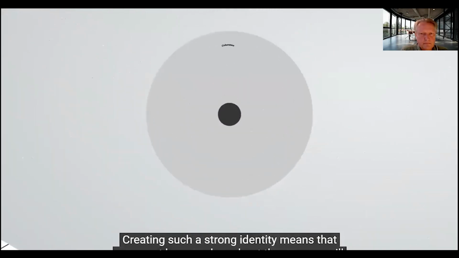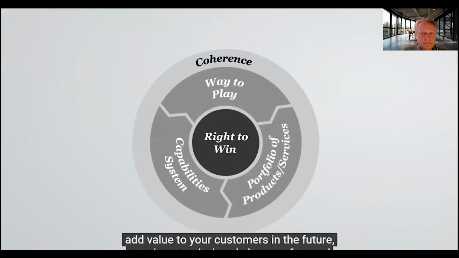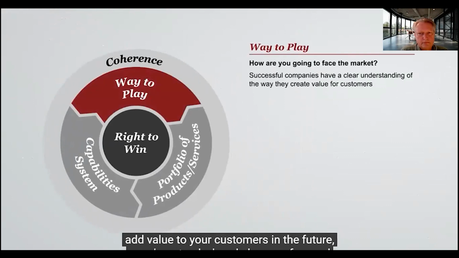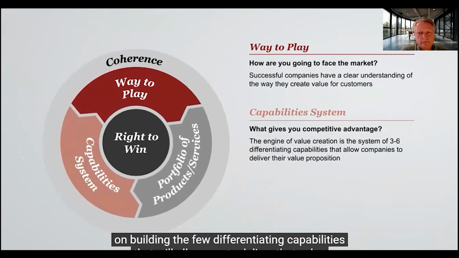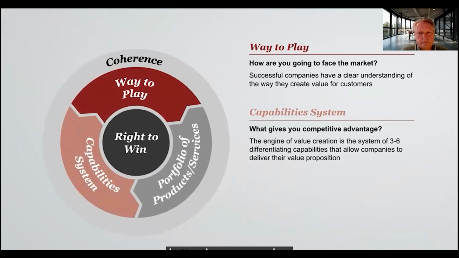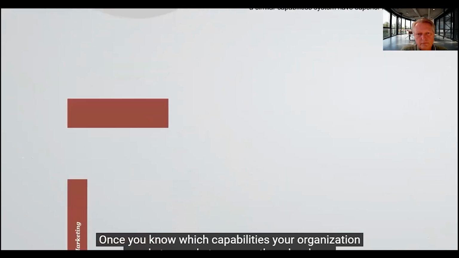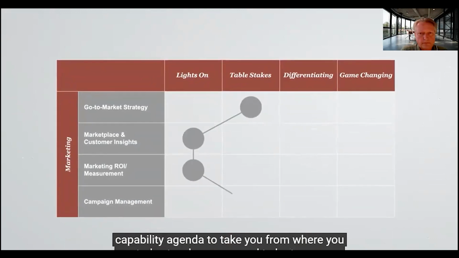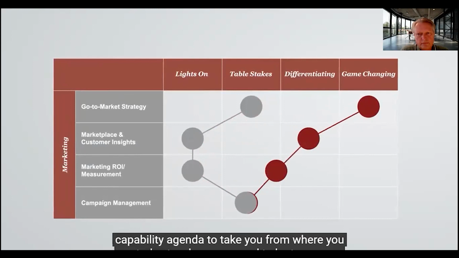Creating such a strong identity means that you must be very clear about the way you will add value to your customers in the future, your way to play, and also very focused on building the few differentiating capabilities that will allow you to deliver that value better than anyone else. Once you know which capabilities your organization needs to excel at, you can then develop a capability agenda to take you from where you are today to where you need to be tomorrow.